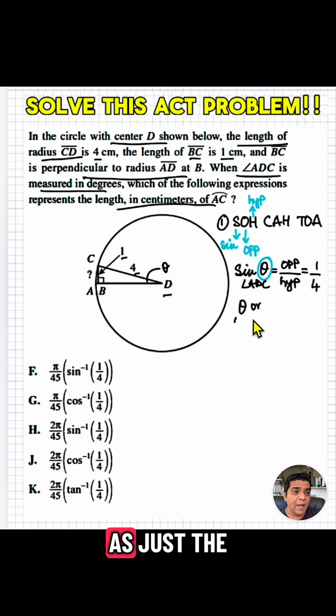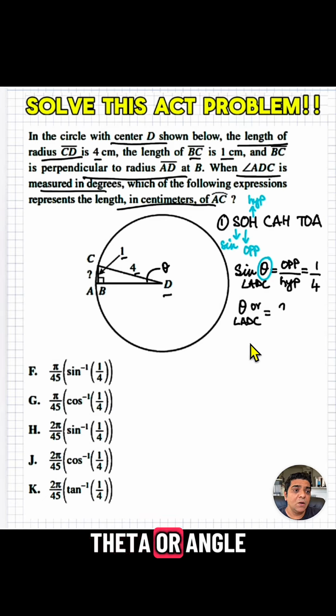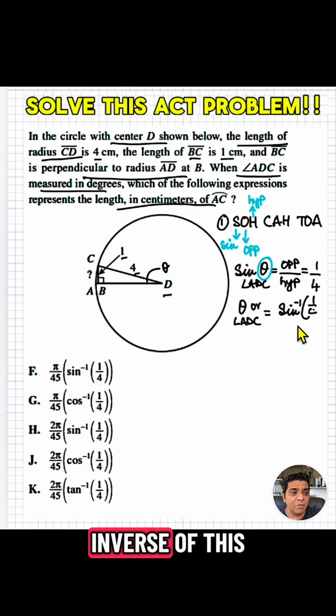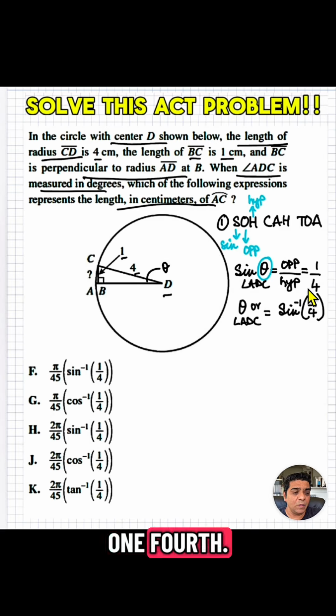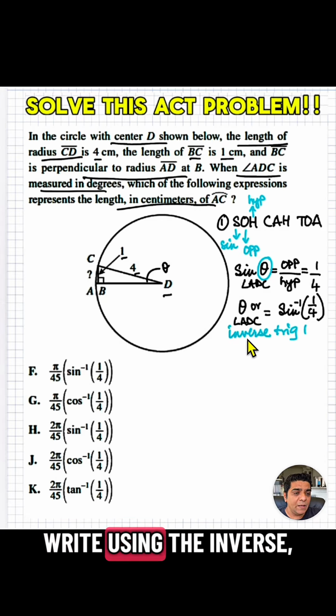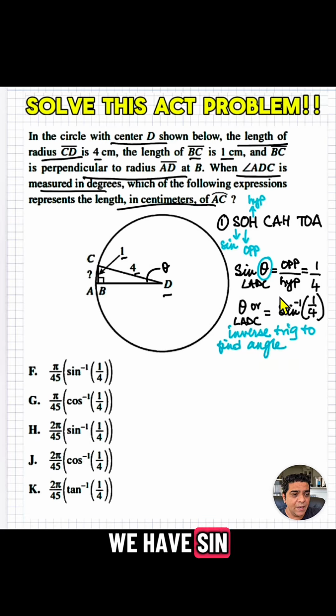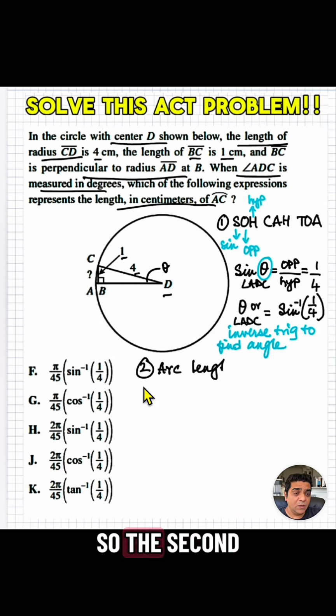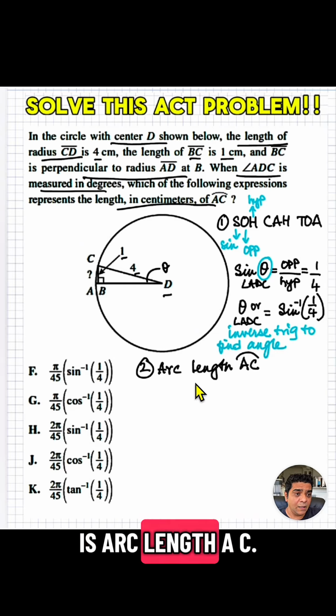Now we want to write it as just the angle itself, theta, or angle ADC, which is the sine inverse of 1/4. So when we write using the inverse, we have sine minus 1 of 1/4. We used it to find our angle. So the second thing we need to find is arc length AC.